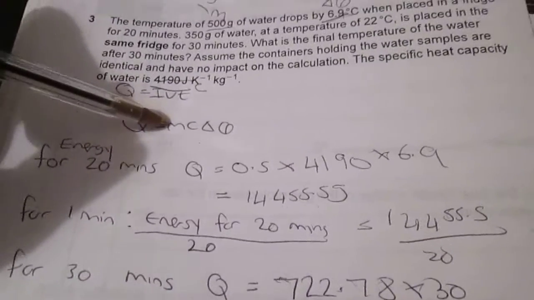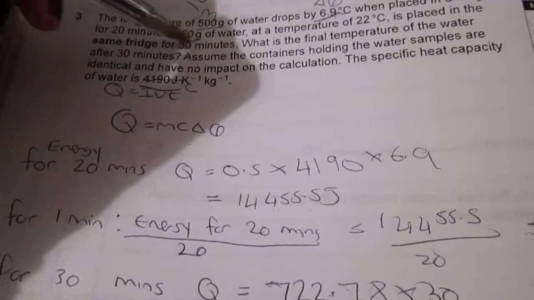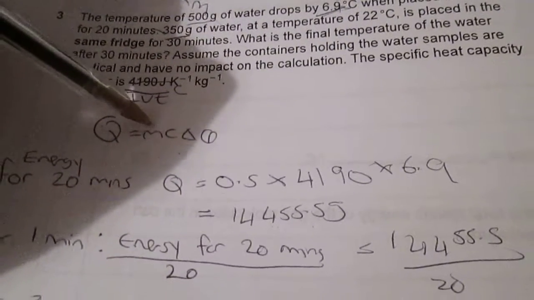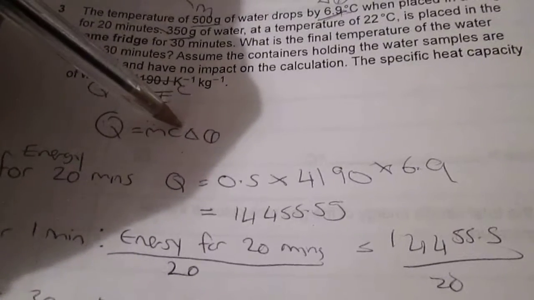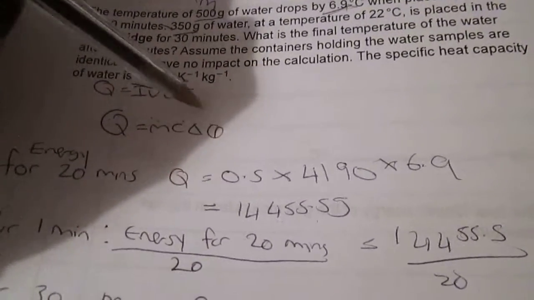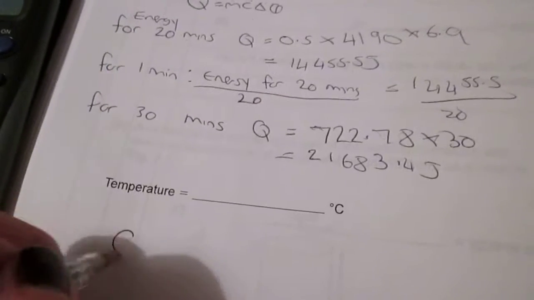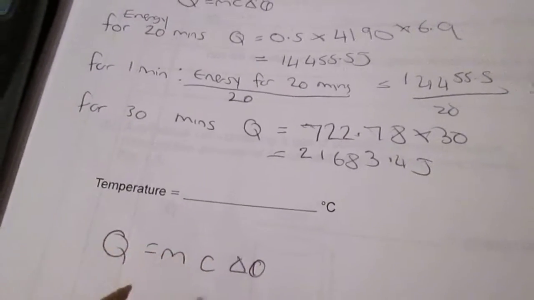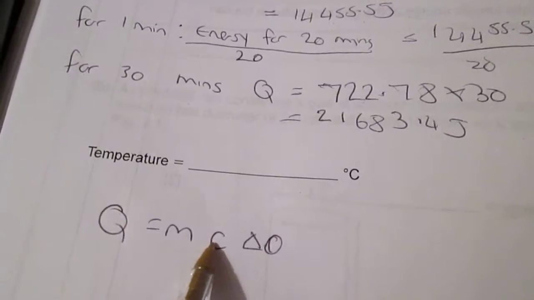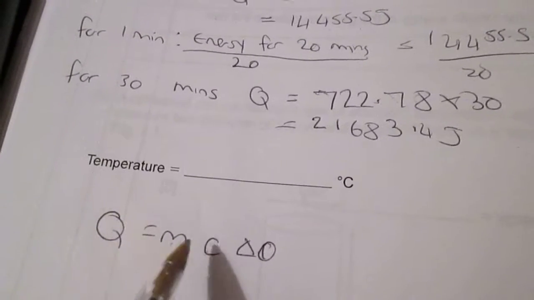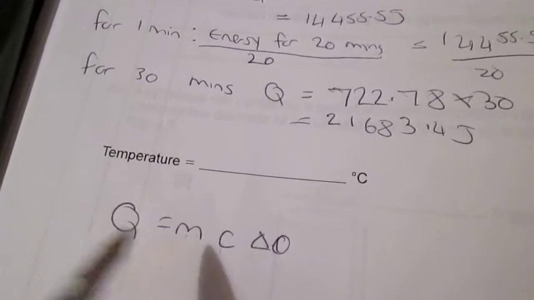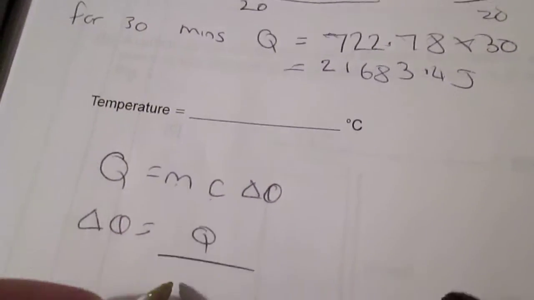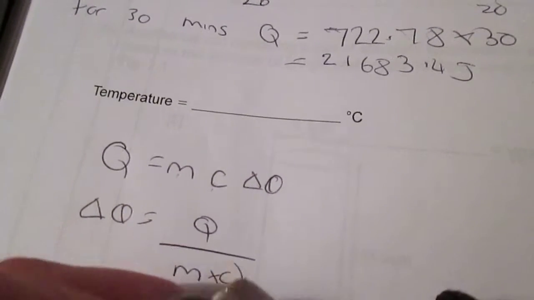Okay, so now when I look at my specific heat capacity equation, I now have the energy for 30 minutes. I have my mass, remember this grams is going to have to be turned into kilograms, so I have my mass of 0.35, and I have my specific heat capacity value. So I'm going to rearrange this equation to give me my change in temperature. So if Q is equal to my mass times my specific heat capacity value times my change in temperature, at the minute, the change in temperature is multiplied by C and M. To get rid of those, I'm going to divide both sides by the mass times the heat capacity value. So my change in temperature is equal to Q divided by my mass times C.